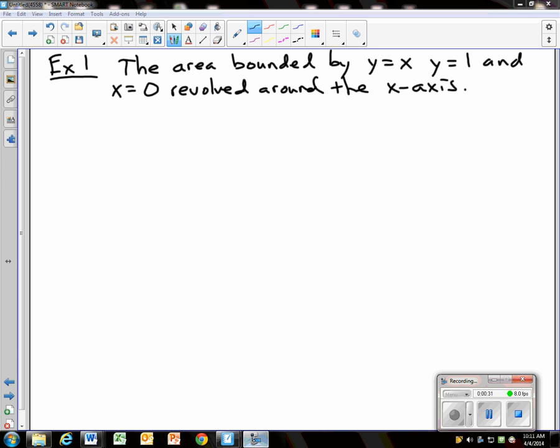Okay, let's try that. The area bounded by y equals x, y equals 1, x equals 0, revolved around the x-axis. This is one of the most basic problems I can give you. We're used to being able to push at a quicker pace, but I get that this is difficult stuff.